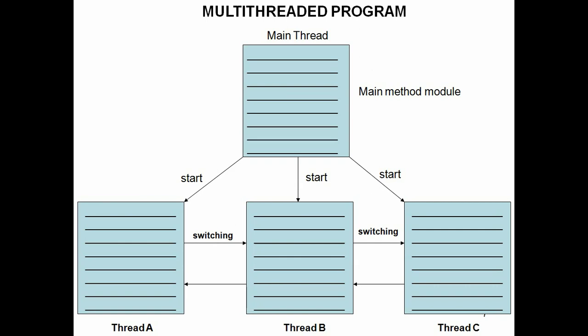Diagrammatically, the multi-threaded program looks like this. The main thread in Java, the main program, contains three parts or three threads. The first part we take as thread A, the second part thread B, and the third part thread C. So a single program is divided into multiple parts, and executing those multiple parts concurrently is called multi-threading. While executing these multiple parts of the same program, the CPU switches from one thread to another thread.